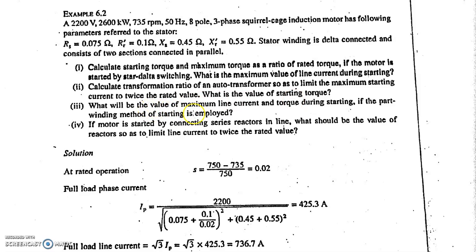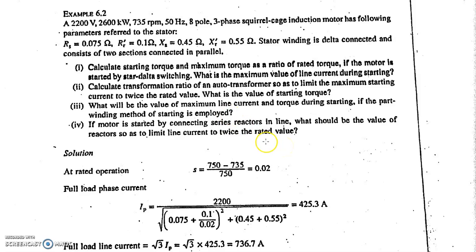The third part is: what will be the value of maximum line current and torque during starting if the part winding starting method is employed? And fourth is: if the motor is started by connecting a series reactor in line, what should be the value of the reactor so as to limit the line current to twice the rated value? So the fourth question deals with the reactor starting.